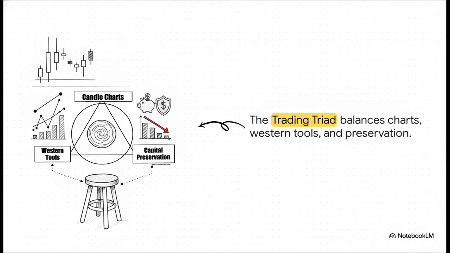The second leg requires Western tools, stuff like trend lines, volume analysis, moving averages. Candlesticks do not replace these, they enhance them. And the third, which is arguably the most vital leg of all, is capital preservation. This is how you use all this data to manage your risk and actually protect your investment capital.